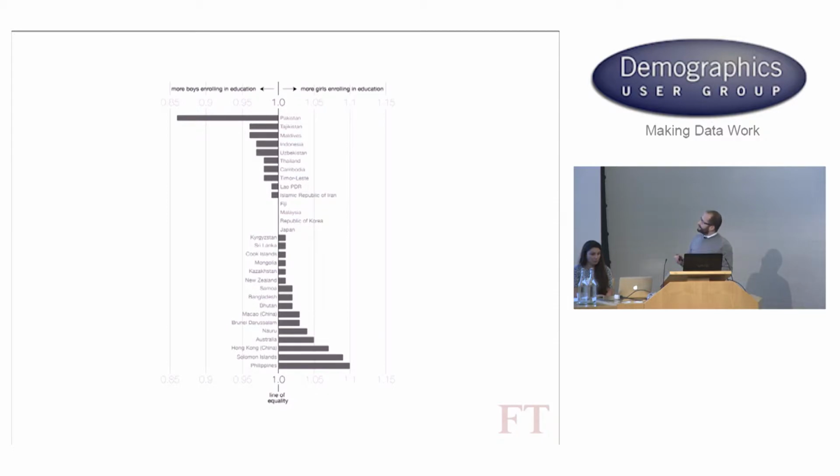And we annotate the chart to show what that line of 1 means. To the left, it's where more boys are enrolling in education than girls. On the right, it's the reverse. And we denote 1 as our line of equality.